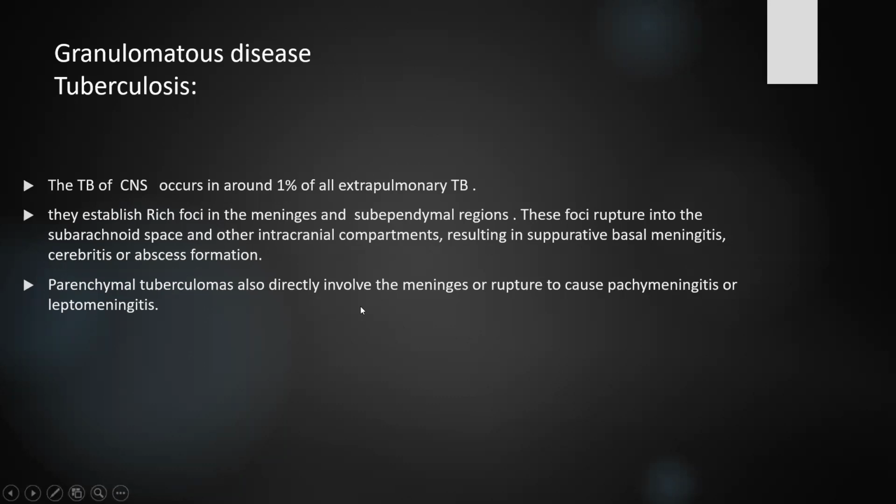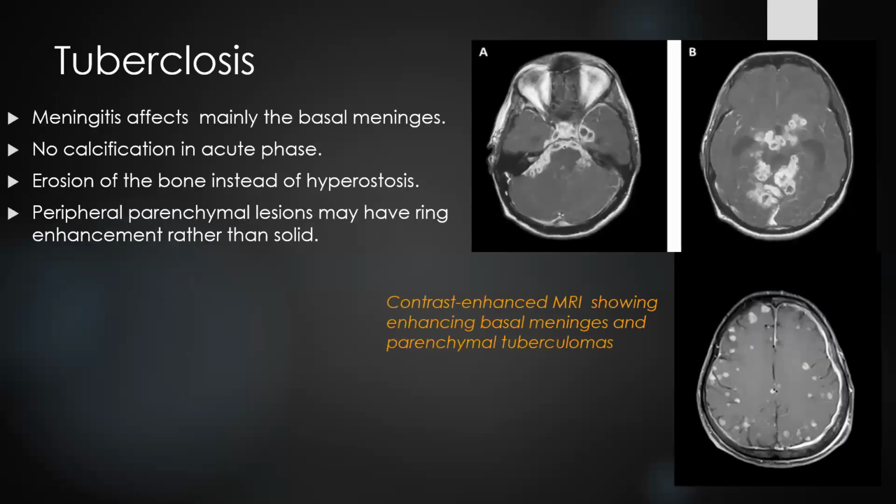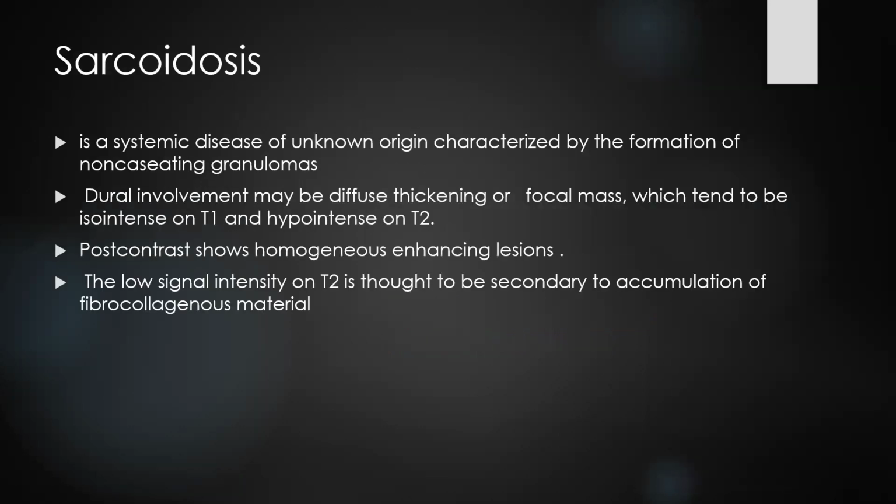Parenchymal tuberculoma also directly involves the meninges or ruptures to cause pachymeningitis or leptomeningitis. Meningitis affects mainly the basal meninges. No calcification in the acute phase, and erosion of bone instead of hyperostosis. Peripheral parenchymal lesions may have ring enhancement rather than solid. In this case, contrast enhanced MRI showing enhancing basal meninges with parenchymal tuberculoma.